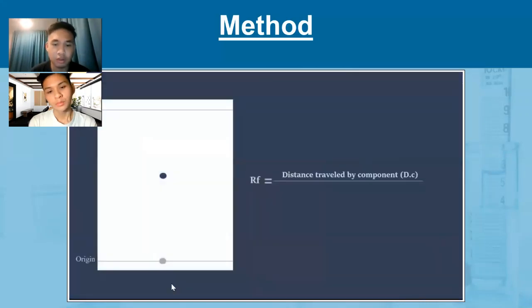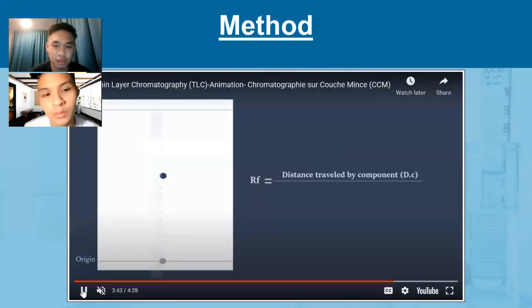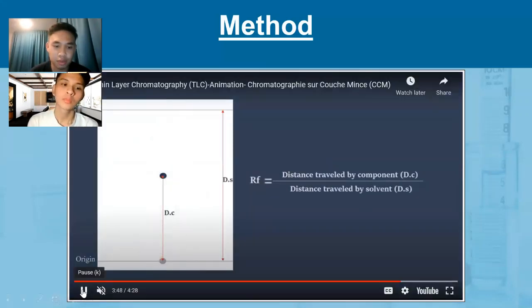Okay, for the retention factor, this is the formula. The retention factor is the distance traveled by the component. As you saw just now, the compound is put on the spot, and then it will travel along the TLC plate. Then the distance traveled by the solvent: the solvent, which is the mobile phase, will go up until the solvent front. Then you calculate.